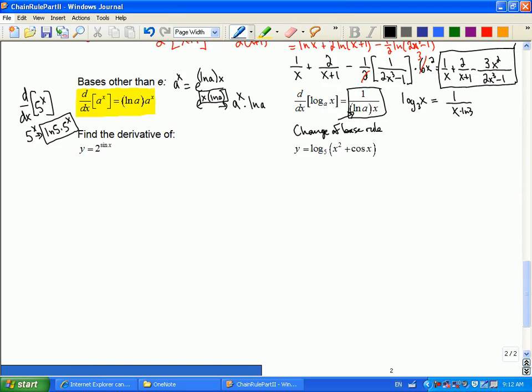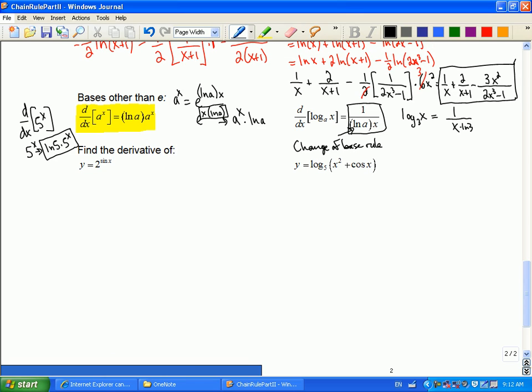So give it a try here with 2 to the sine x and log base 5 of x squared plus cos x.